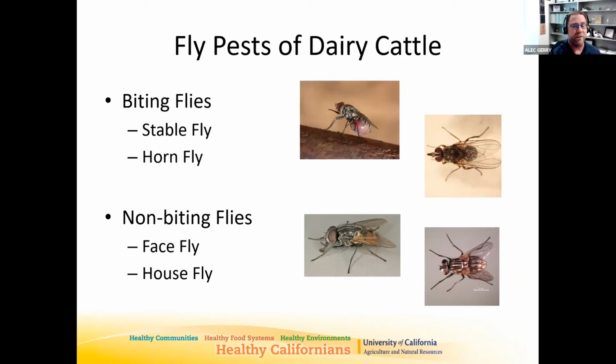These two species look very similar to each other, particularly the females. The males have some characteristics that we can distinguish between them. I'm not going to go into that much today because of time. But the important thing is that both of them are non-biting flies. The face fly is involved with the transmission of diseases. They feed around the eyes of animals, as we'll talk about in a later slide, and can transmit pink eye, for example, as well as some nematodes. The house flies are more of a nuisance pest. And again, we'll discuss it a little bit more in a minute.